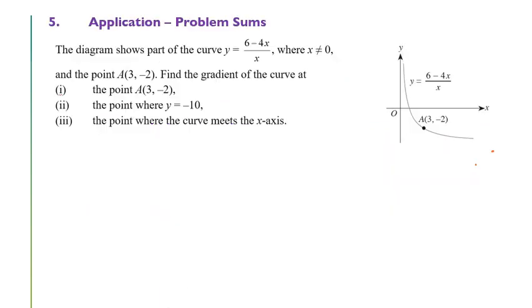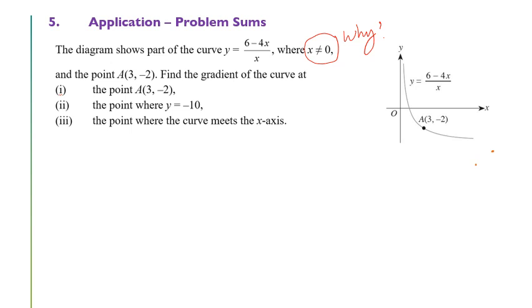Right, so having learned the concepts of differentiation, let's apply these concepts to problem solving. We have a diagram that shows the curve y equals (6 minus 4x) over x, where x is not equal to 0. I'd like you to think, why is this condition being imposed? All right, so we have a point A on the curve. Point A is given to have x coordinate 3, y coordinate negative 2.